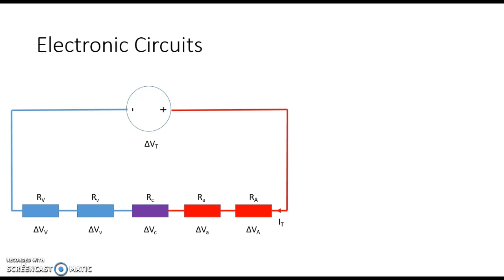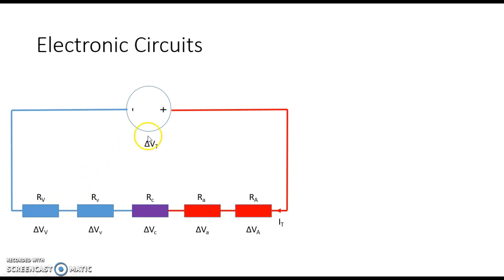Alright, so what we're going to start off with in this part of the series is we're going to just refresh our memory as to voltages, currents, and resistances in circuits. And so the circuit that's on the screen right now is a series circuit. And so you can see here that we have a voltage source that's in series with 5 different resistors: resistor capital A, resistor lowercase a, resistor C, resistor lowercase v, resistor uppercase V.